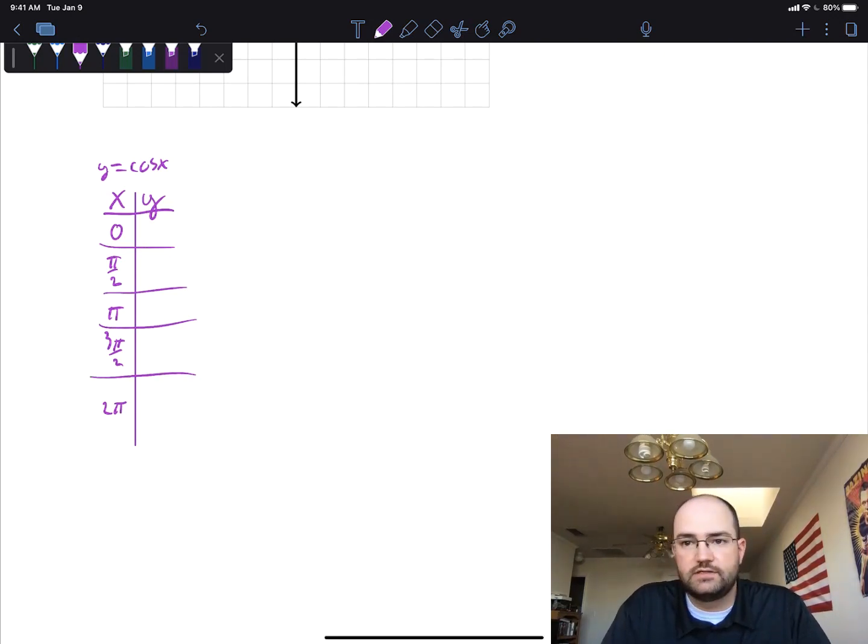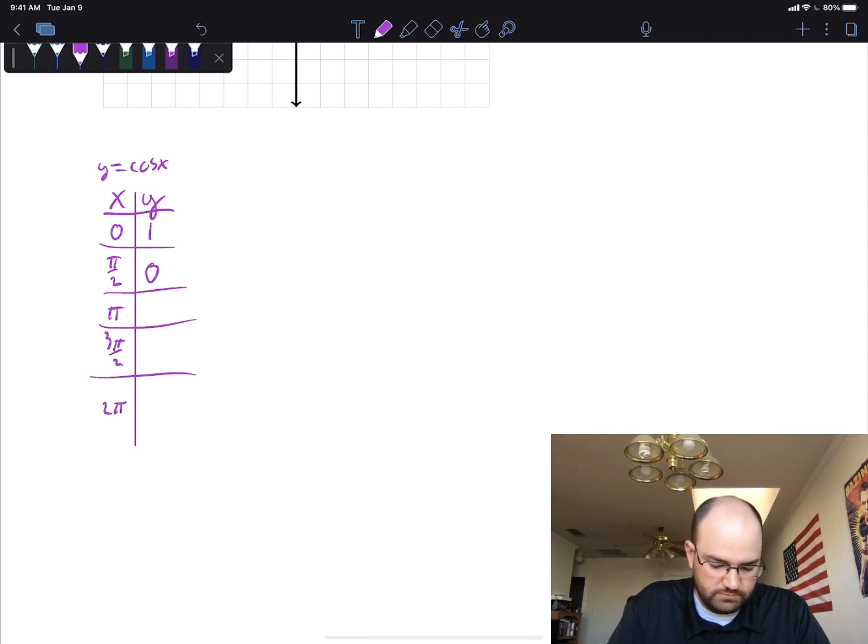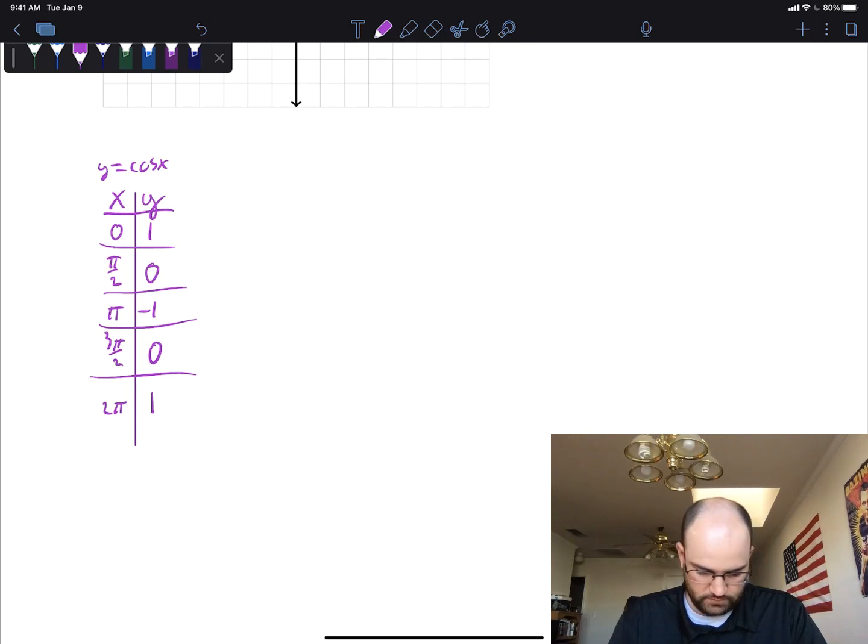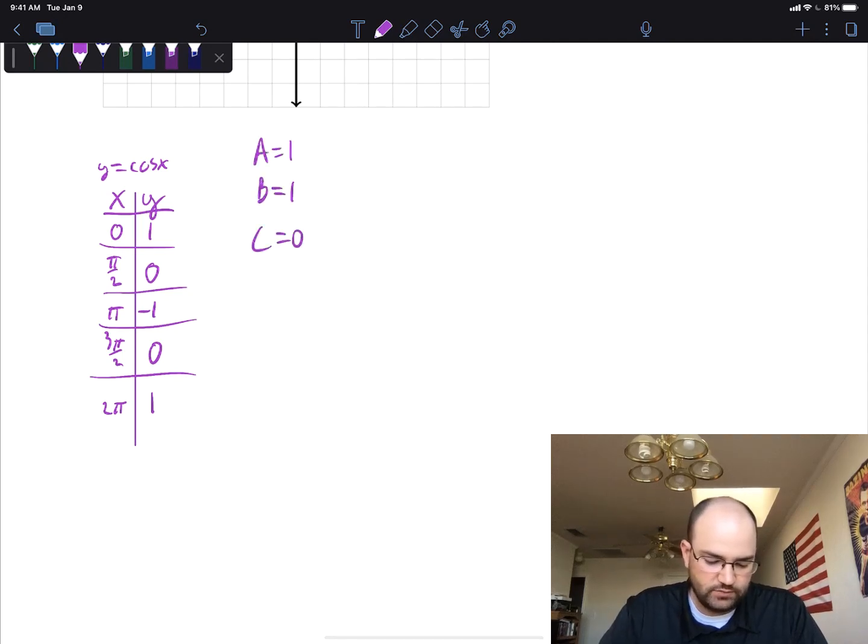Now for the y's, cosine begins with positive 1. 1, 0, negative 1, 0, 1. Good. Notice I just alternate between 1 and 0. Sorry, between 1 and negative 1. And now we just write down what we have. A here is 1, B here is 1, C is 0, and D is 0.